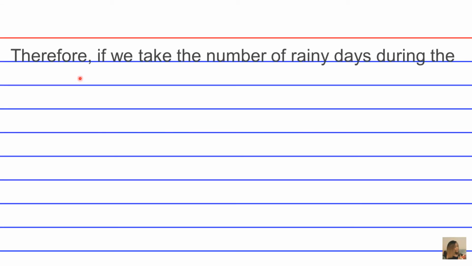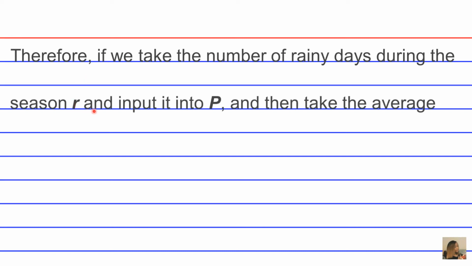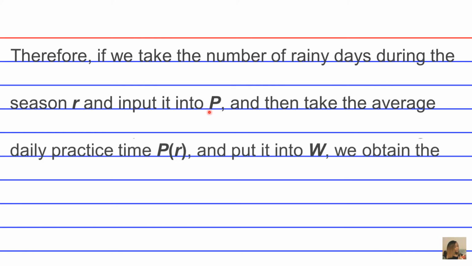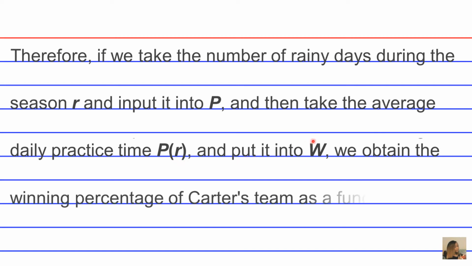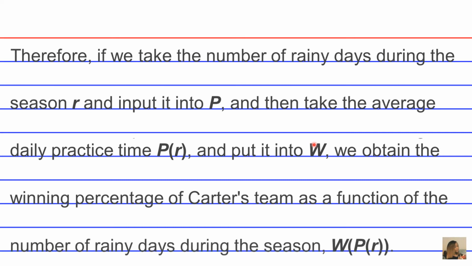Therefore, if we take the number of rainy days during the season R and input it into P, and then take the average daily practice time, P of R, and we put that into W, we obtain the winning percentage of Carter's team as a function of the number of rainy days during the season, which the final composition is going to be W of P of R, okay?